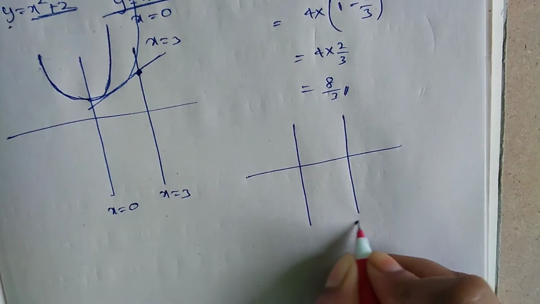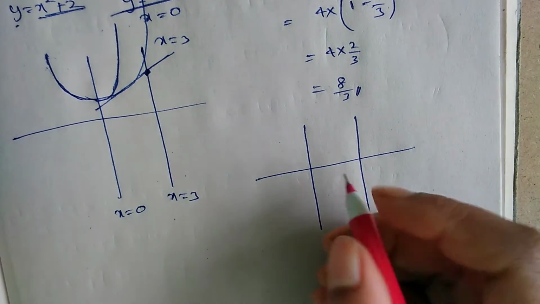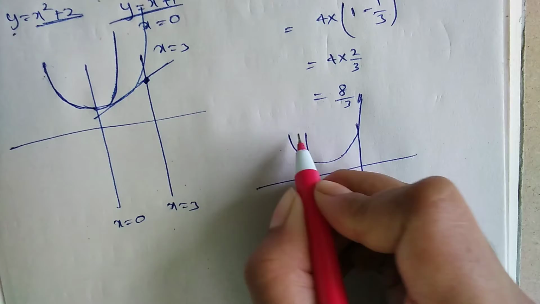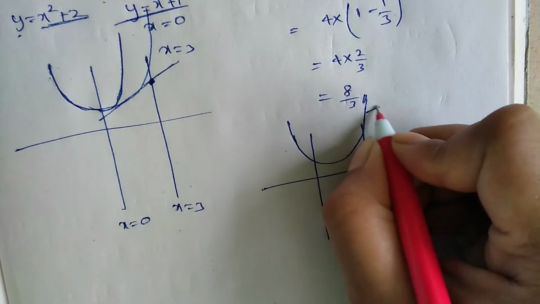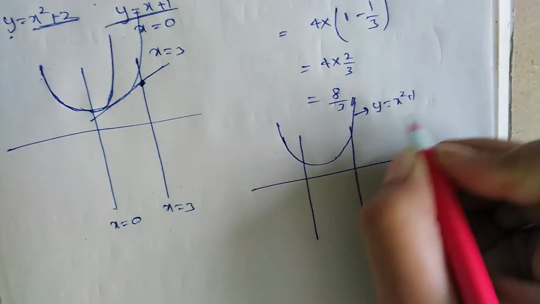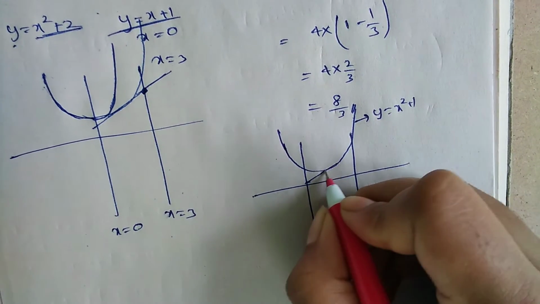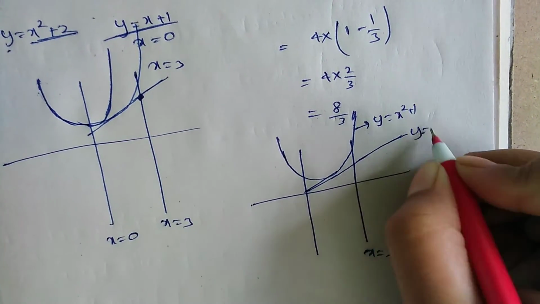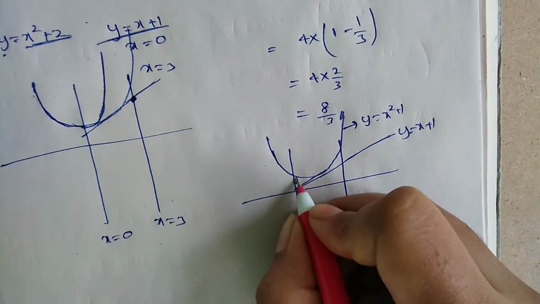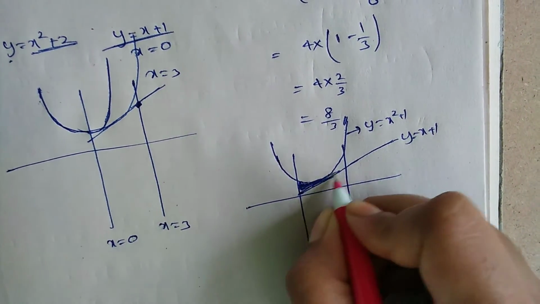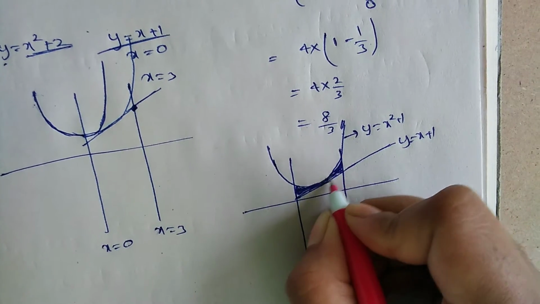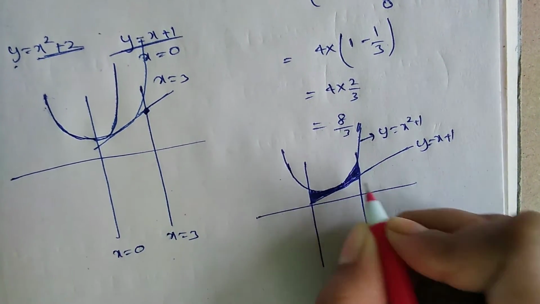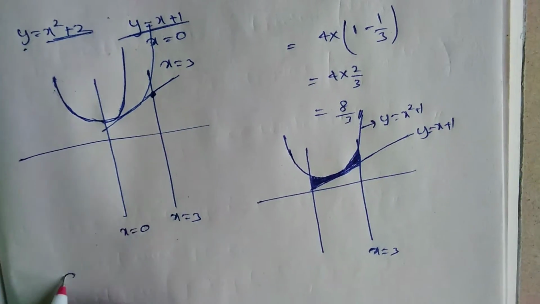x = 3 it is. This is the parabola, y = x² + 2. And this is the line y = x + 1. It will not touch here, like this it will go. So we want the area of this shaded region. This part we want. How do we find it?